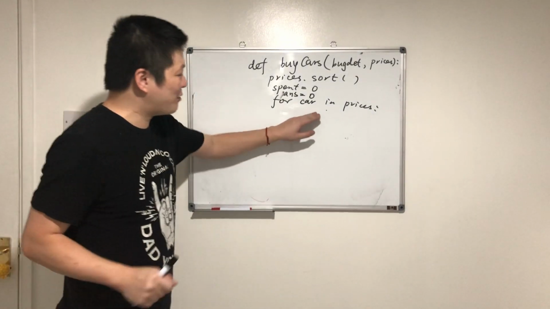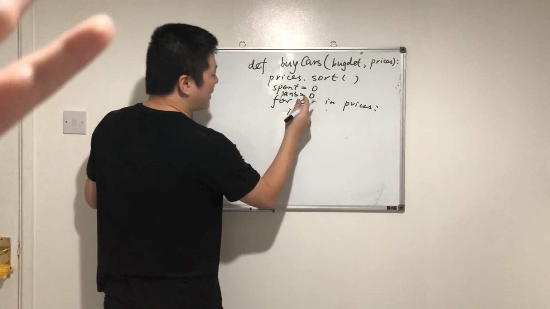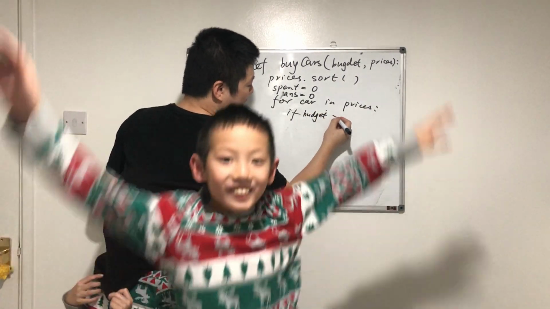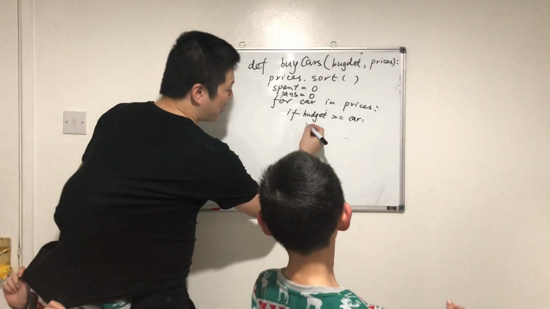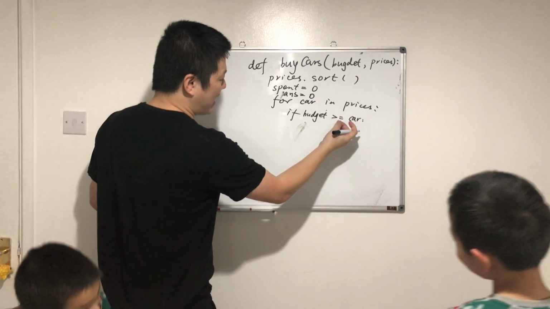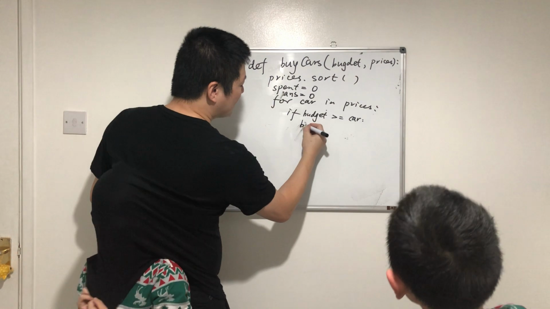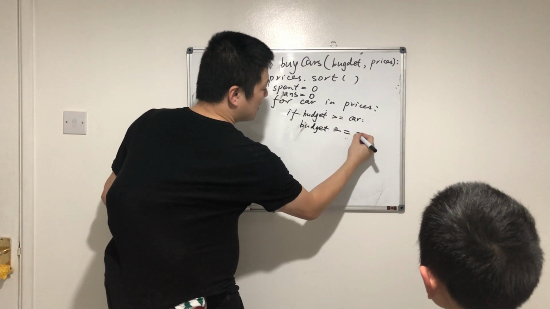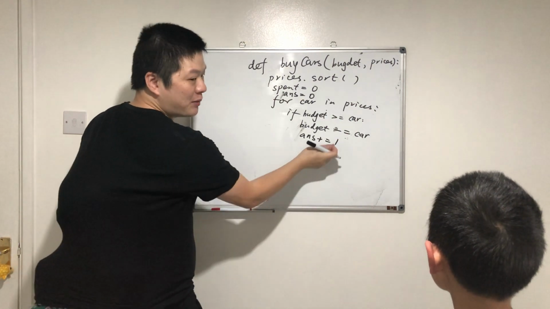So, for each car, maybe we can put it this way. Look, if current budget is bigger than or equal to the price of the car, then it means that we can purchase the car, right? So what do we do if we want to purchase the car? First of all, we reduce the budget by the car price. And then we increase the number. We purchase one more car.